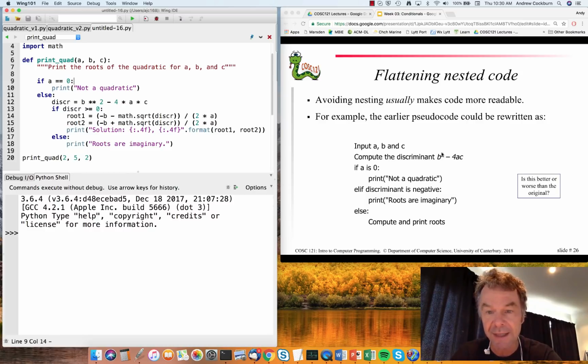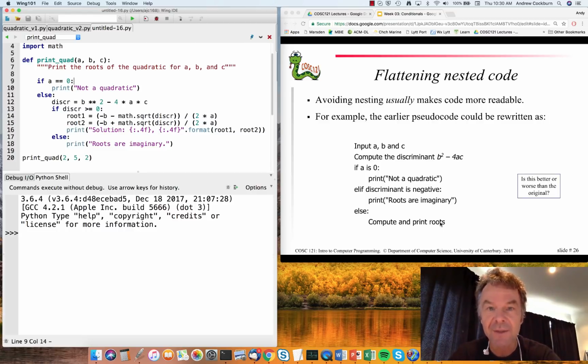We input a, b, and c, we compute the discriminant b squared minus 4ac, and then we have a single flat if, elif, else structure without any nesting that says if a is 0, we print not a quadratic. If the discriminant is negative, we print the roots are imaginary. And otherwise, we compute and print the roots. So have a think briefly about why this might be better or worse than the original.